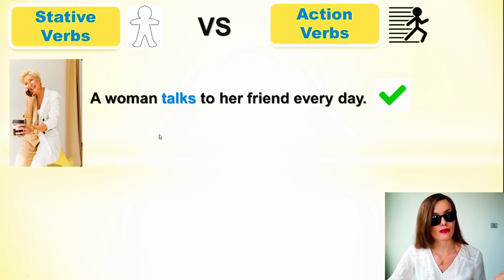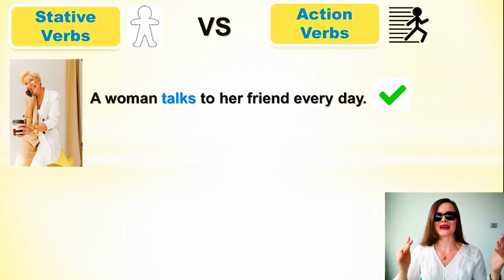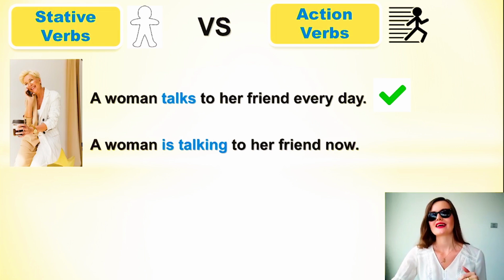And what verb did we use in here? Is it an action or a stative verb? Talks. Can you see her talking? Yes, you're right. It's an action verb. How about this sentence? A woman is talking to her friend now.